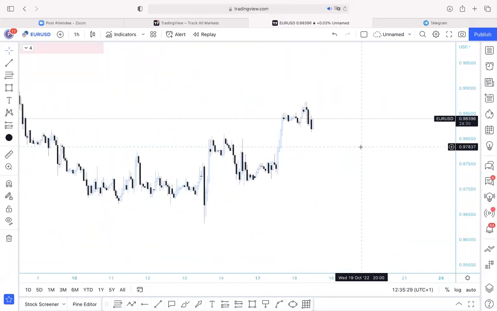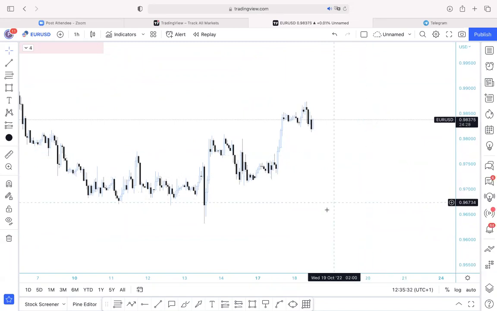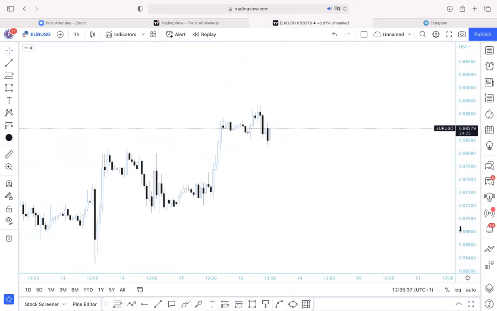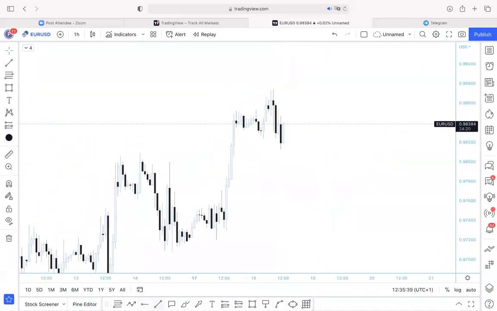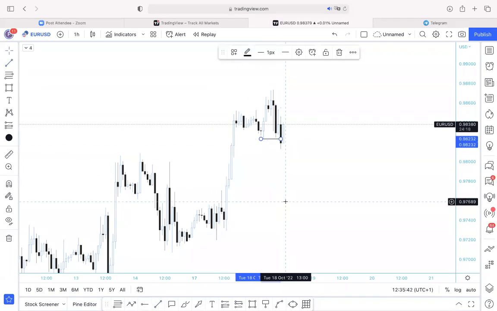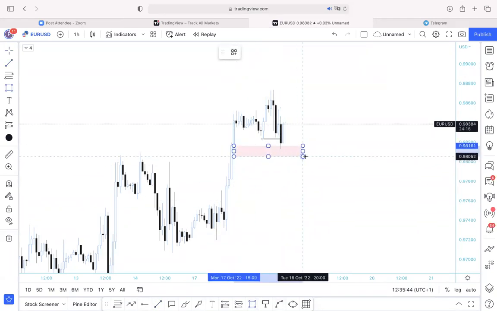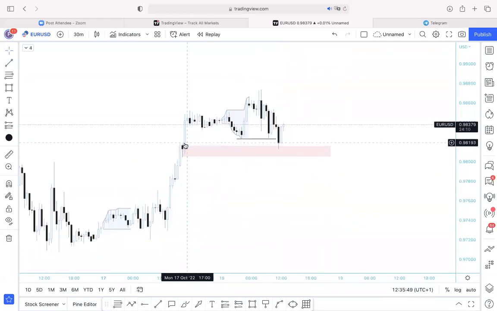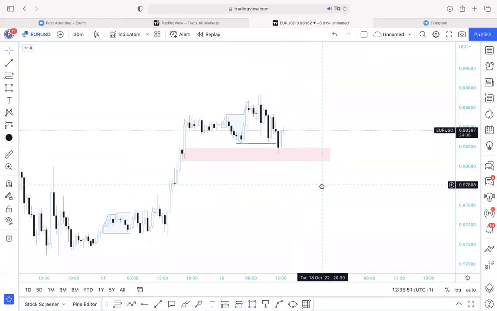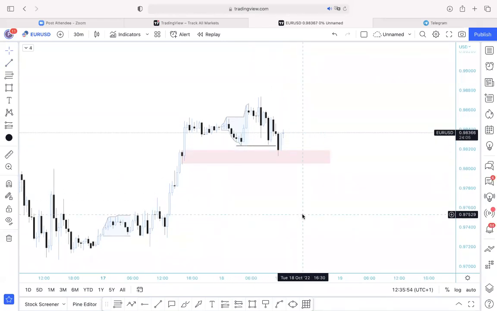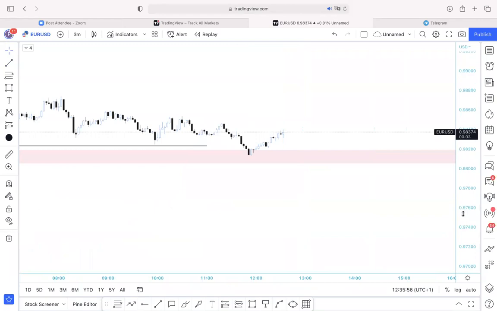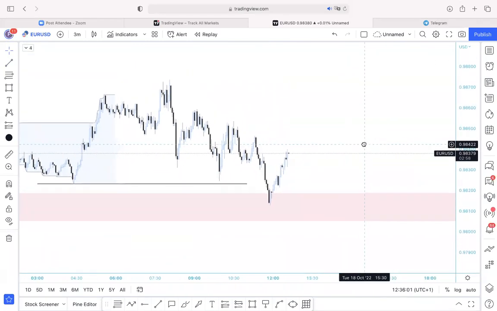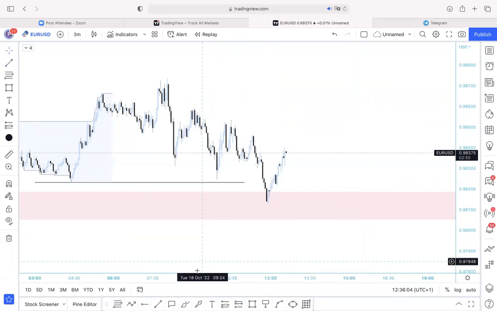So going back and looking at this 1 hour setup, what I see right here is not a change of character, but I see a manipulation to the downside, tapping into this hidden demand area that, if I go on the 30 minutes, let me see better. There we go. And a possible setup below Asian liquidity. So now I go on the 3 minutes and I know that I would prefer seeing a bullish setup forming during New York session today.